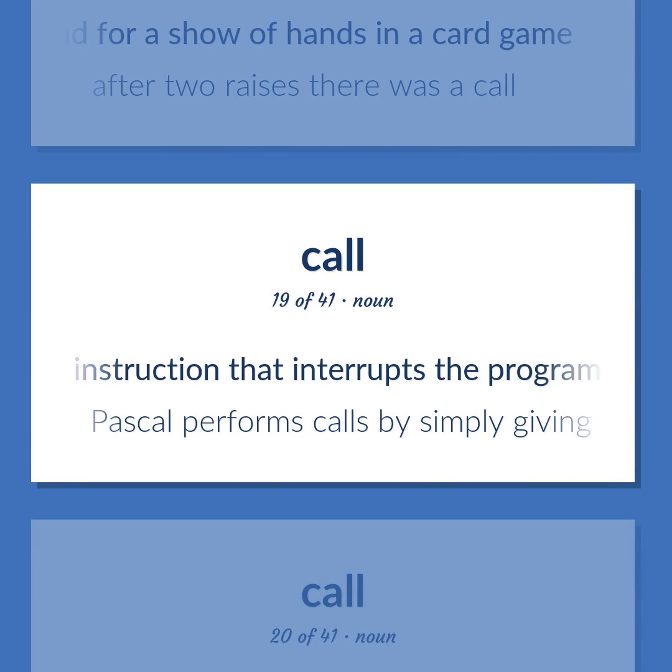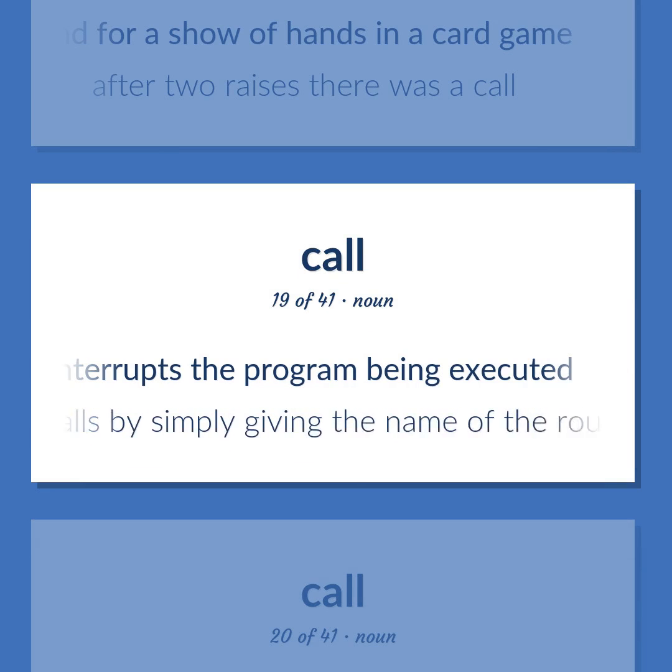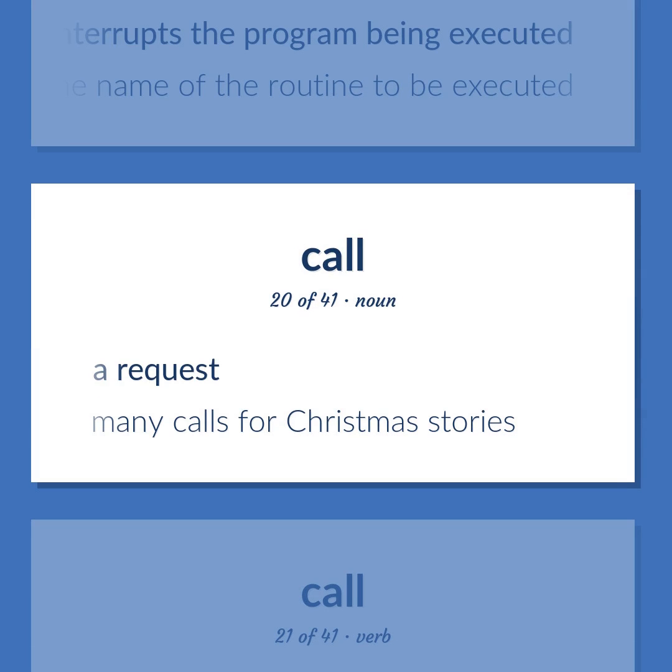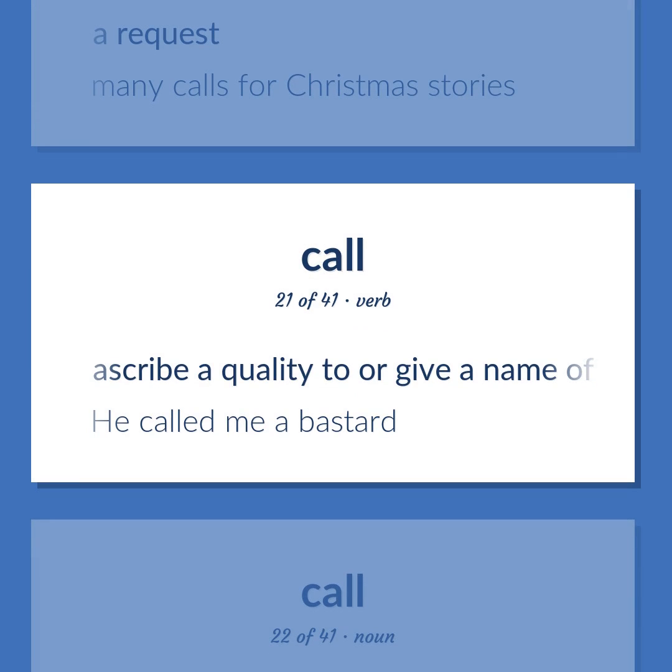An instruction that interrupts the program being executed. Pascal performs calls by simply giving the name of the routine to be executed. A request. Many calls for Christmas stories. Ascribe a quality to, or give a name of a common noun that reflects a quality. He called me a bastard.